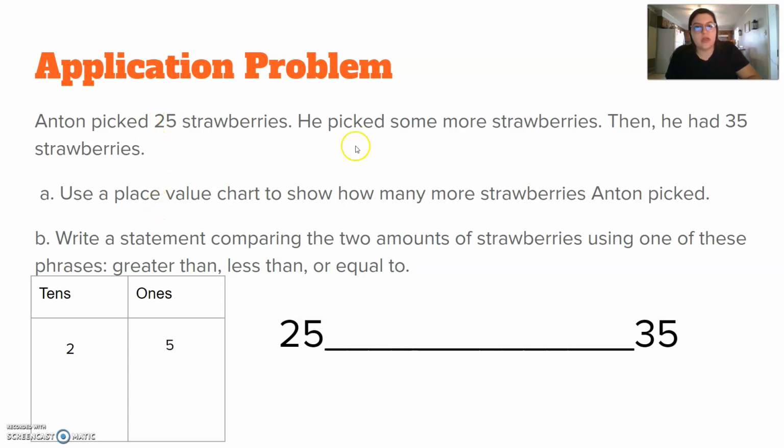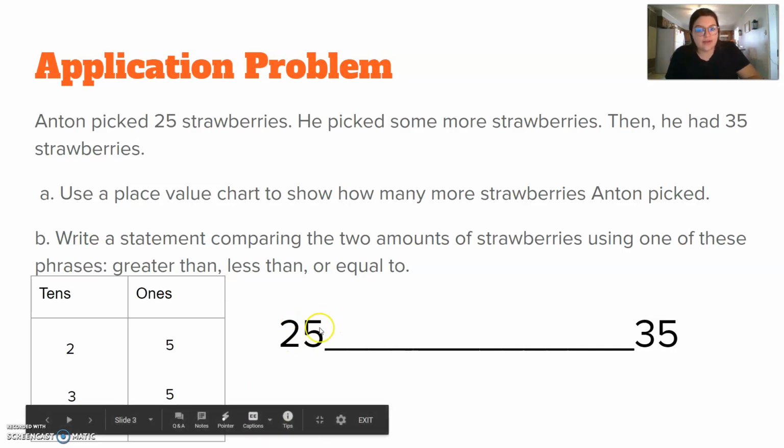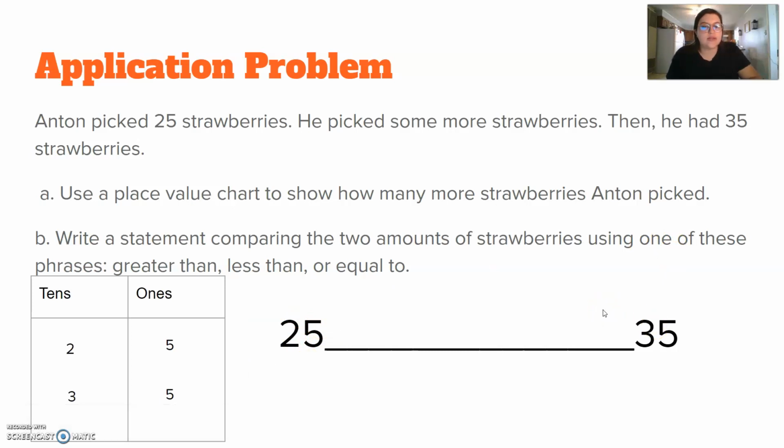How many ones are in 25? 5. Okay? And then when we look at the number 35, because that is the other number that we're working with, how many tens do we have in 35? 3 tens. How many ones do we have in 35? 5 ones. Okay? So now we're writing a statement comparing the two amounts of strawberries using one of the phrases greater than, less than, or equal to. Well, when we look at 25 and 35, are they equal? No, because they are not the same number, okay?